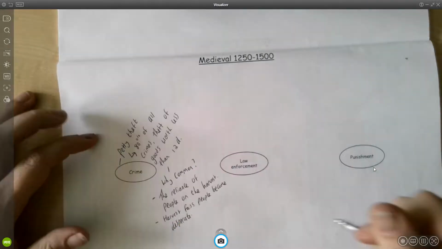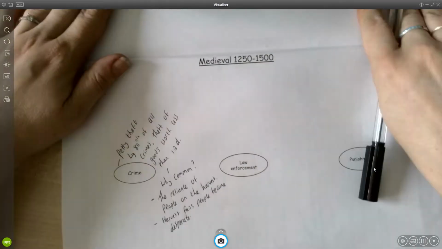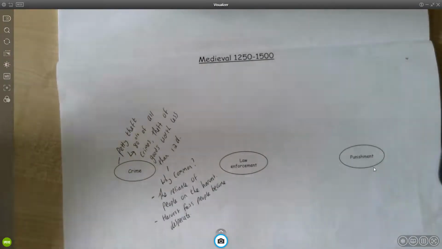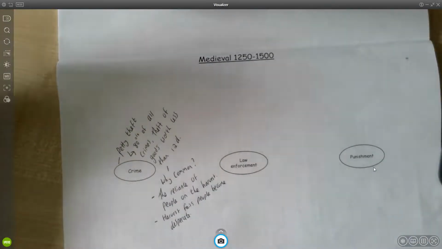If you find that these mind maps are maybe not big enough, do work on a different piece of paper, that's absolutely fine. I just wanted to make sure it was all together in a booklet for you.